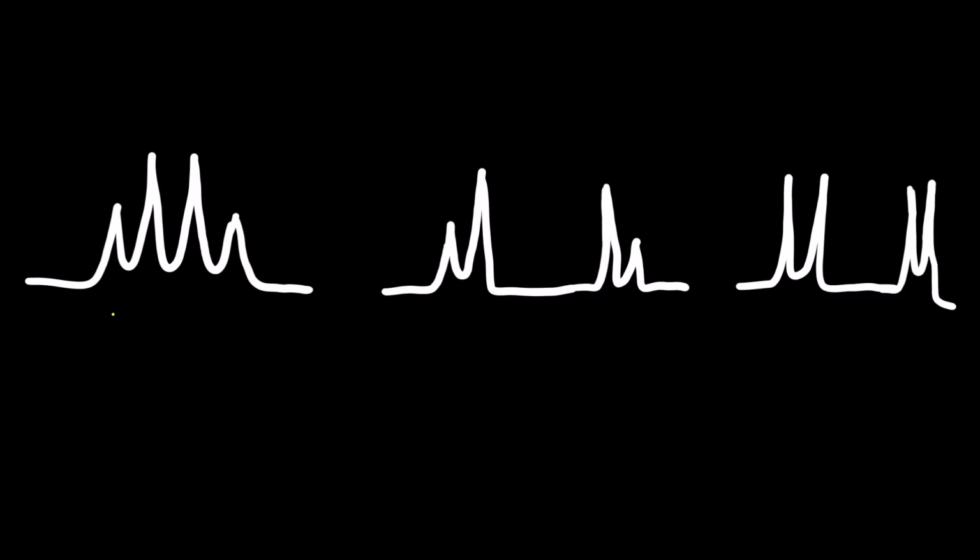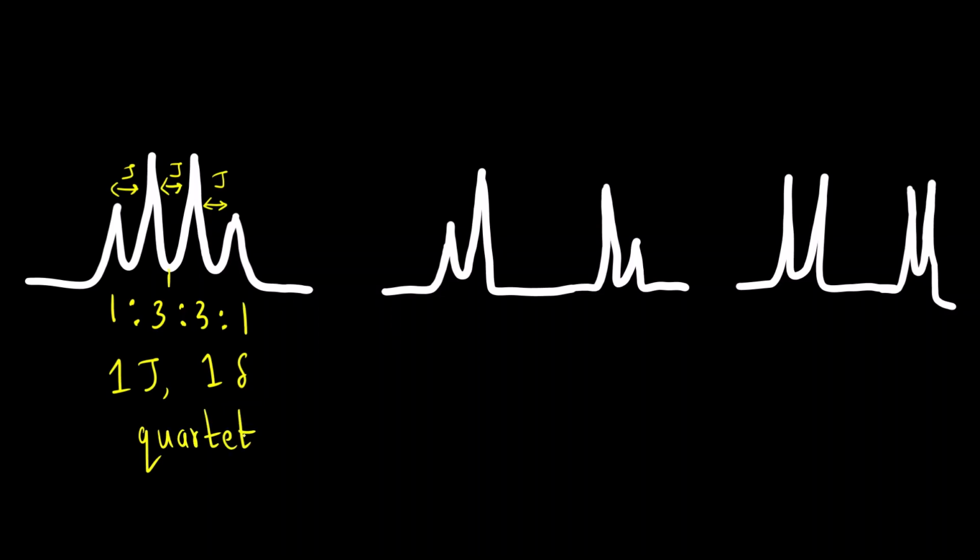Finally, to summarize, we have to identify all these four. Here you can see the standard 1:3:3:1, and the J value is the same for all three. So there is one J value and one chemical shift value. This is a quartet. Now here, there is this J value and this J value, but there are two chemical shift values. So one J and two chemical shift values. This is an AB quartet.